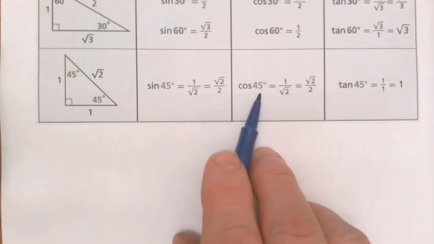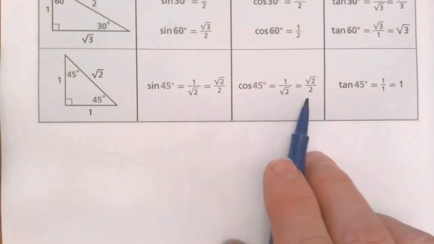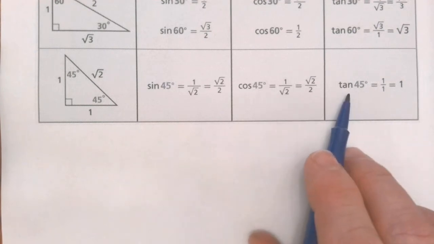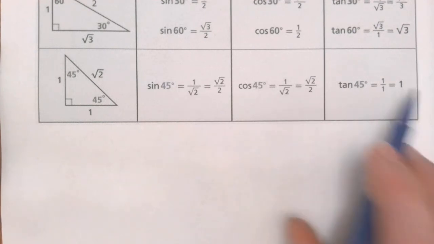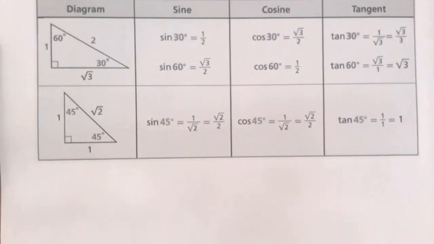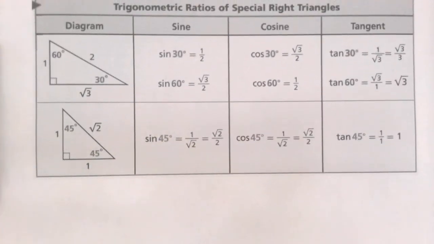The cosine of a 45-degree angle also happens to be the square root of 2 over 2. And the tangent of a 45-degree angle happens to be 1. So we're going to be using those 6 exact values for a 30, 60, 90 triangle for sine, cosine, and tangent, and these 3 values that we have for the sine, cosine, and tangent of 45 degrees in the problems that follow.